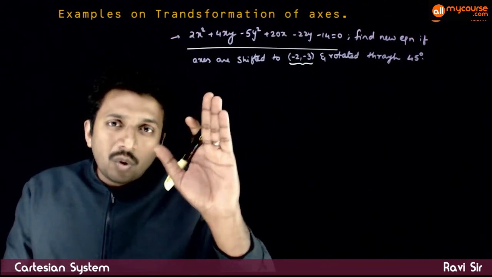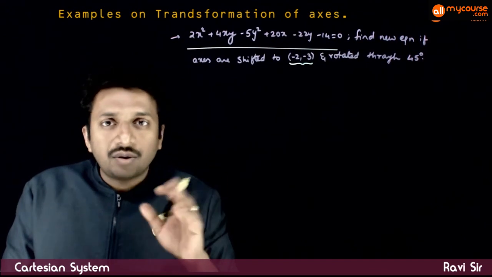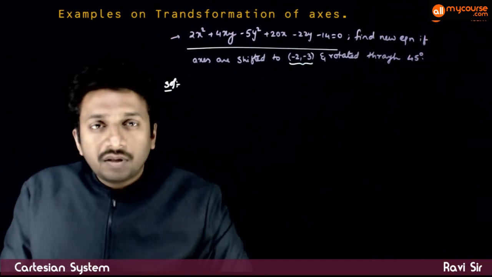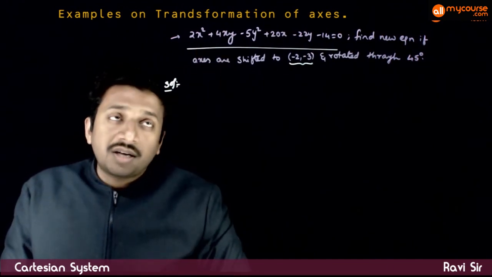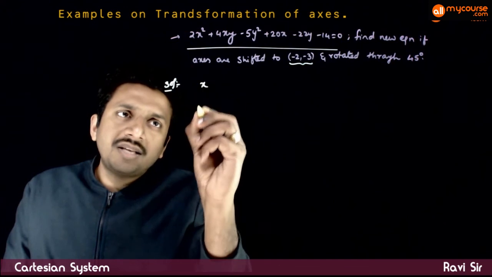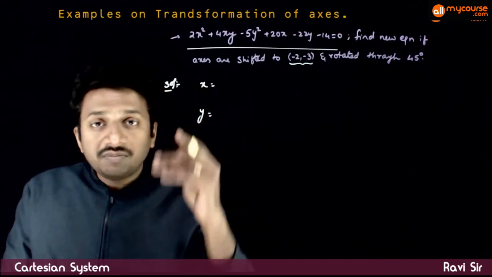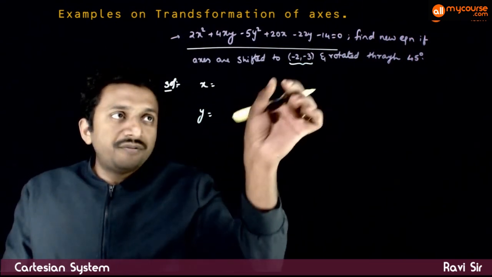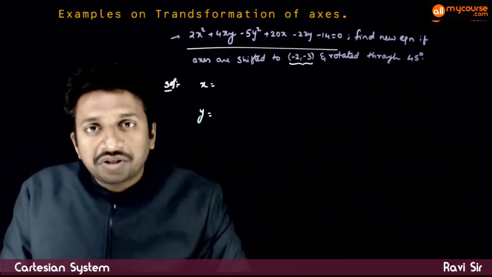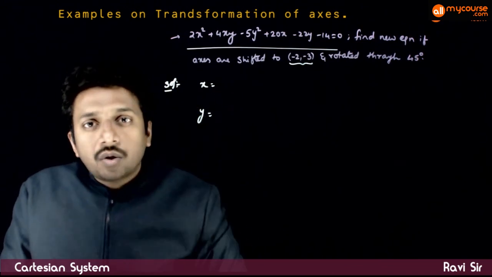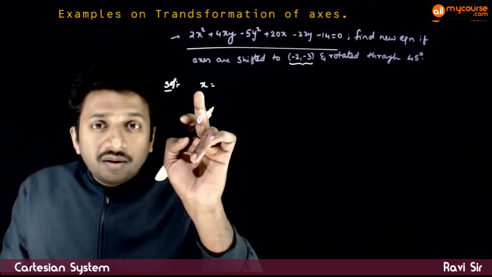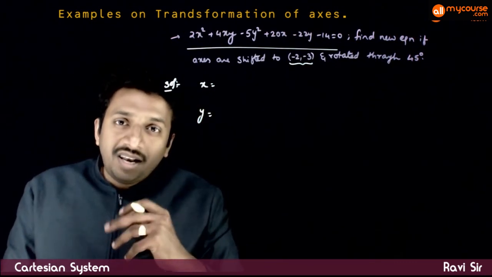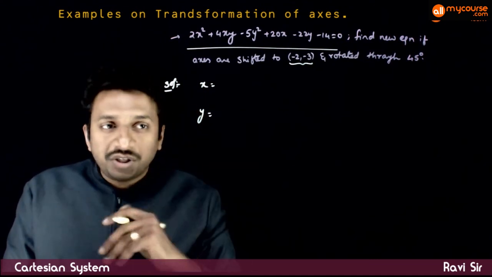So you have both shifting of origin as well as rotation of axis, and you are asked to find the new equation. So if you want to find the new equation, you need to substitute small x and small y in terms of the new coordinates capital X and capital Y. So if shifting of axis as well as rotation has occurred, what are the expressions for small x and small y? We have already learned how to do the transformation.